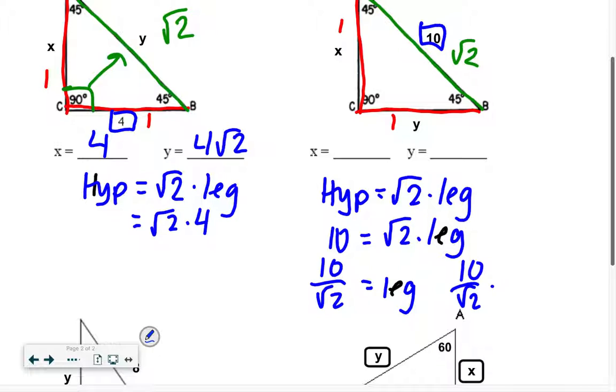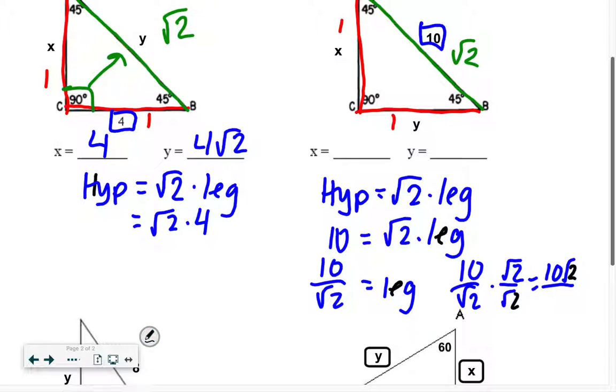10 square root of 2 times whatever's on the bottom. Square root of 2 over square root of 2. Why we have it both on top and bottom is because this is 1. So I'm not changing the value. I'm just multiplying by 1. It's just a weird looking 1. Does that make sense? Yeah. Okay. So 10 times square root of 2 is just 10 square root of 2.